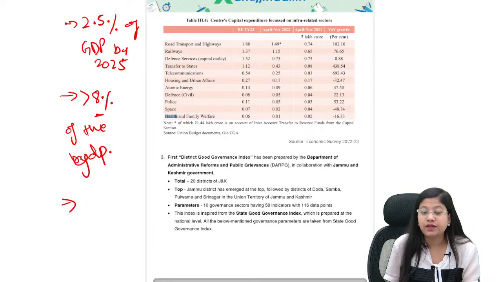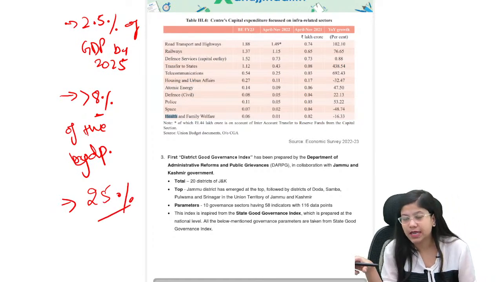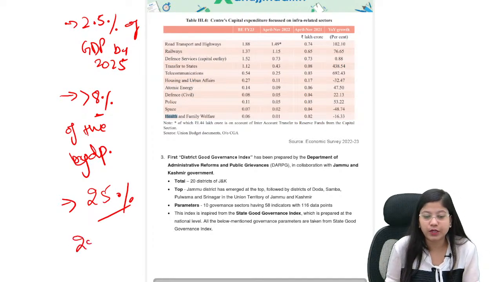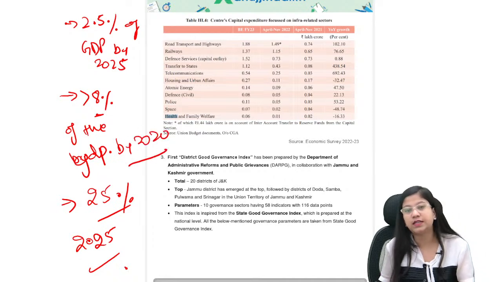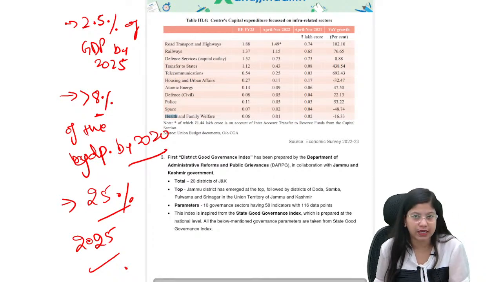Then there is one more target in the NHP, which is very important from your exams perspective, and that is to reduce the household expenditure on the healthcare sector by 25% by 2025. And this 8% target is by 2020. So these are the targets related to the finances of the healthcare sector.